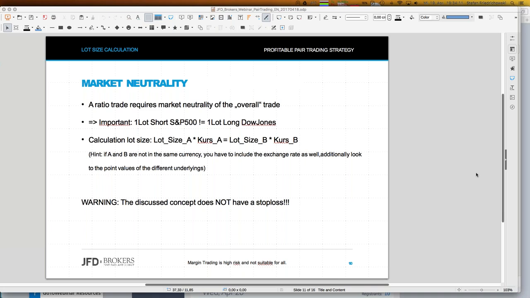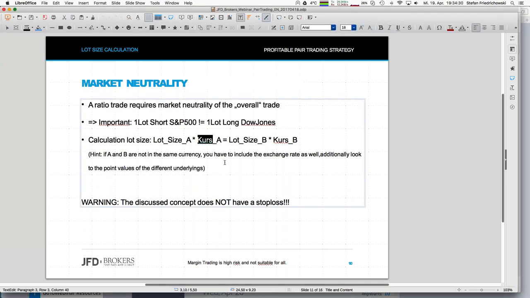Sorry, I just looked at the questions and I see my mistake on the slides, because originally those slides have been in German and I have not translated every word here. So you find the word here, which is called Kurs. And Kurs means price. Sorry for that mistake. I will correct it. So now we have it.